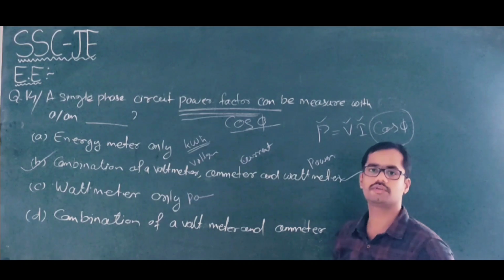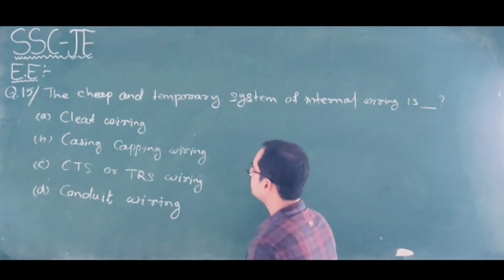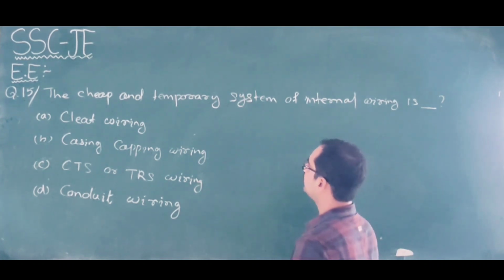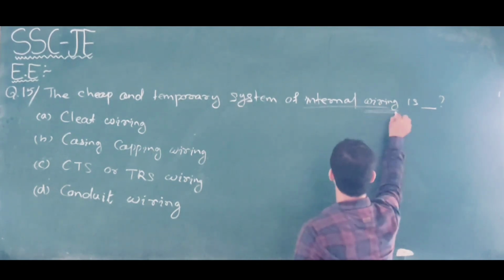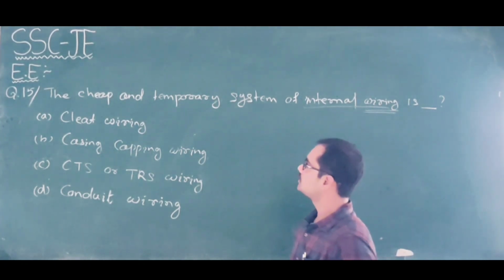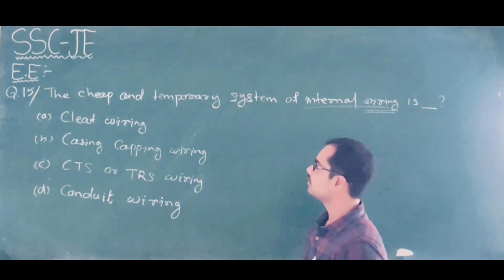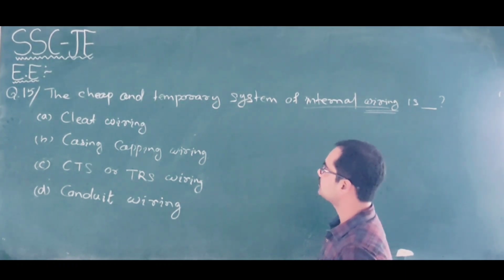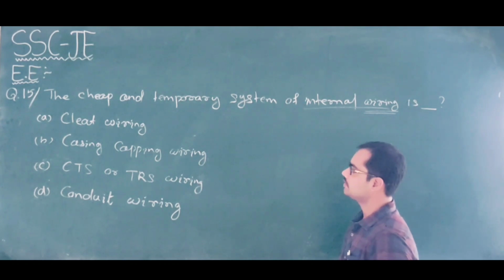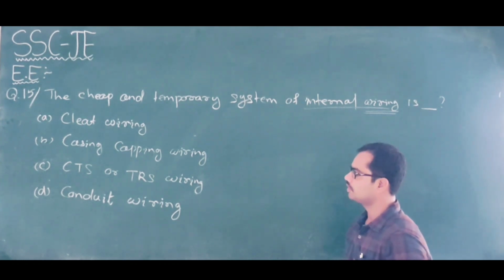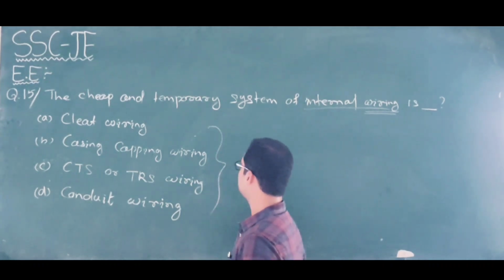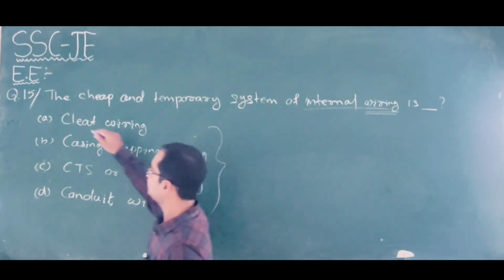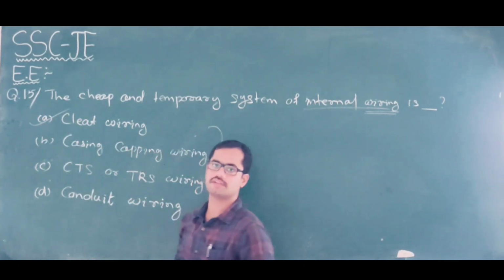Moving to the next question, question number 15. The question is about the cheap and temporary system of internal wiring. The first one is cleat wiring, second is casing capping wiring, third is CTS or TRS wiring, fourth is conduit wiring. From all four types of wiring, cleat wiring is the cheapest and temporary system of wiring.